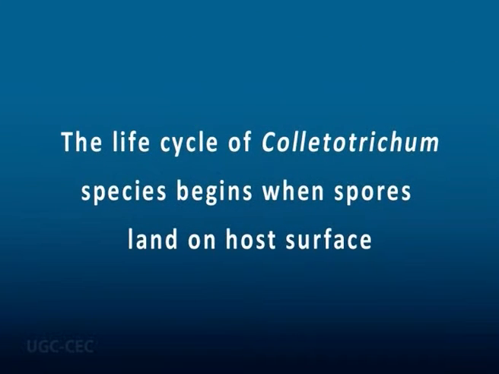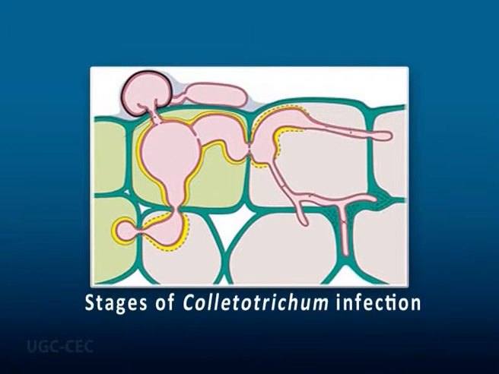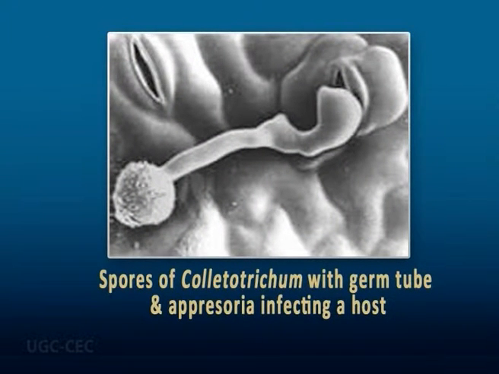The life cycle of Colletotrichum species begins when spores land on the host surface. Then a cascade of events like spore germination, germ tube formation, and appressorium development starts. Conidia are dispersed by wind or rain. Moisture is essential for conidia formation and germination. The spores form one or more germ tubes which form new mycelium. An appressorium is formed when the germ tube comes in contact with the host surface.